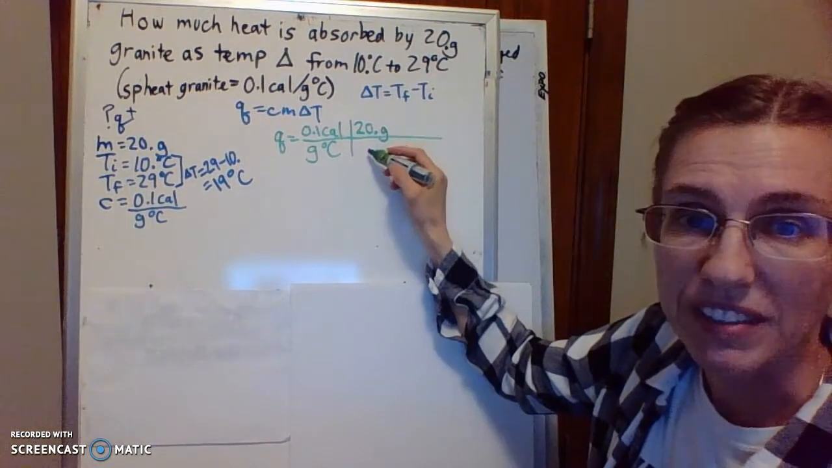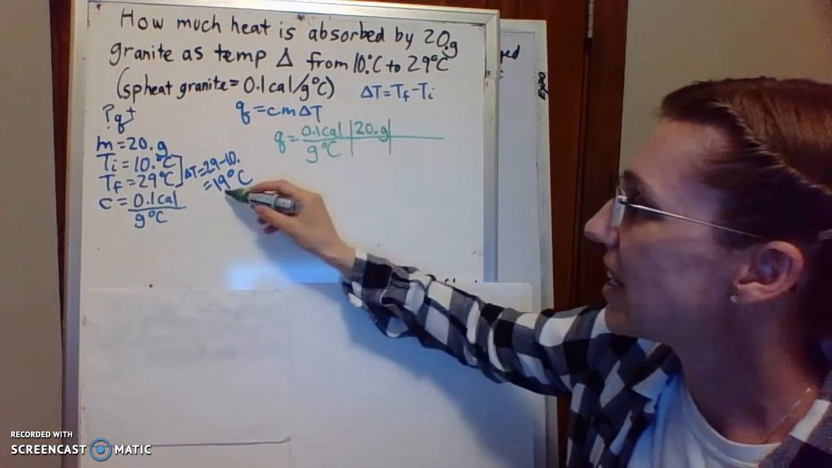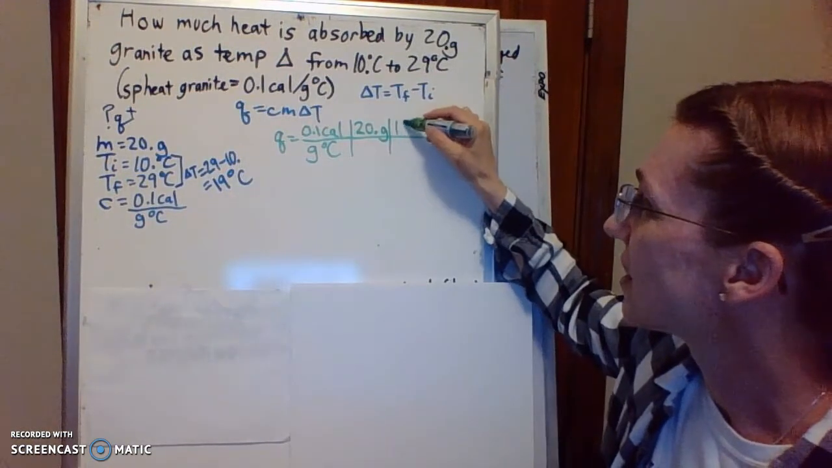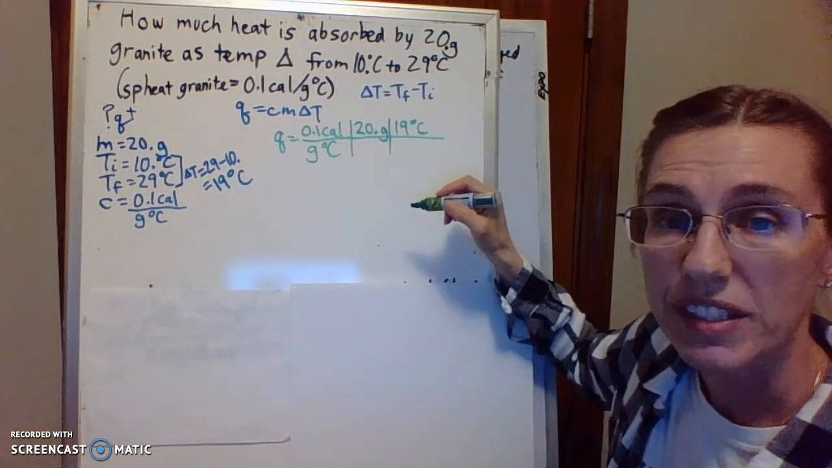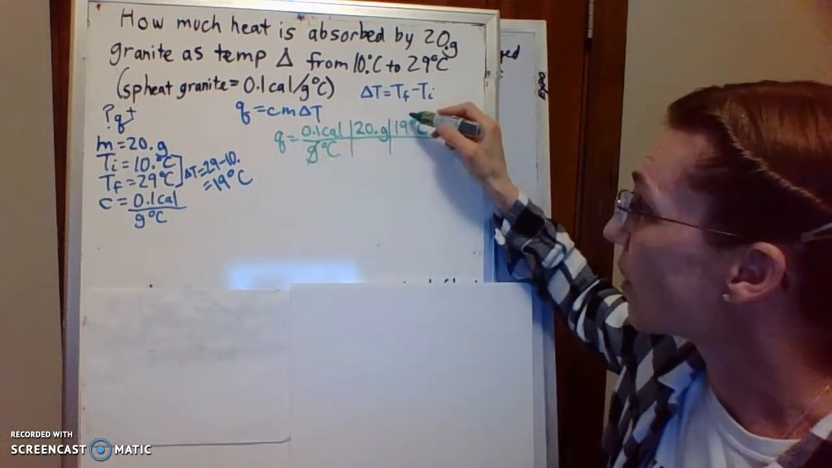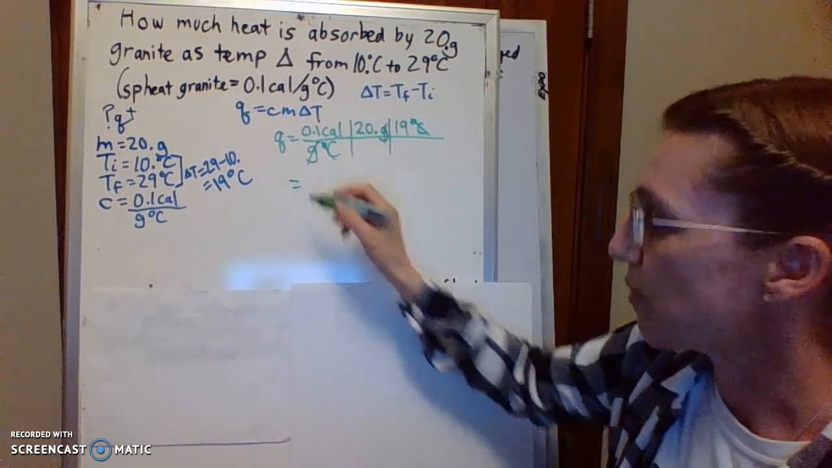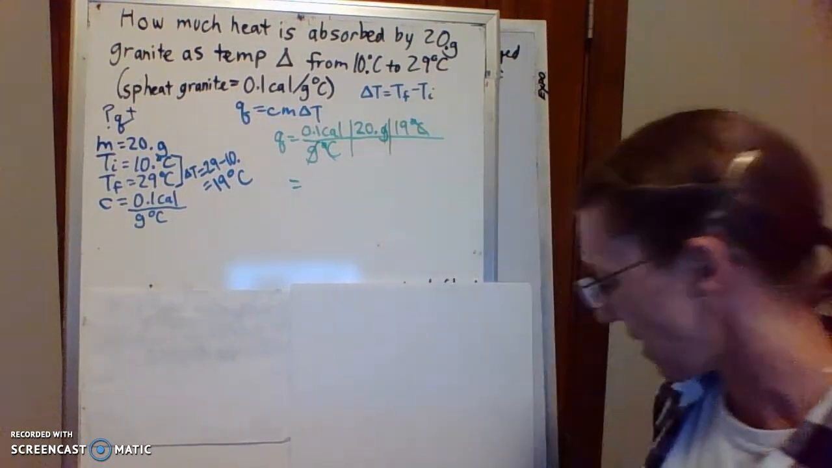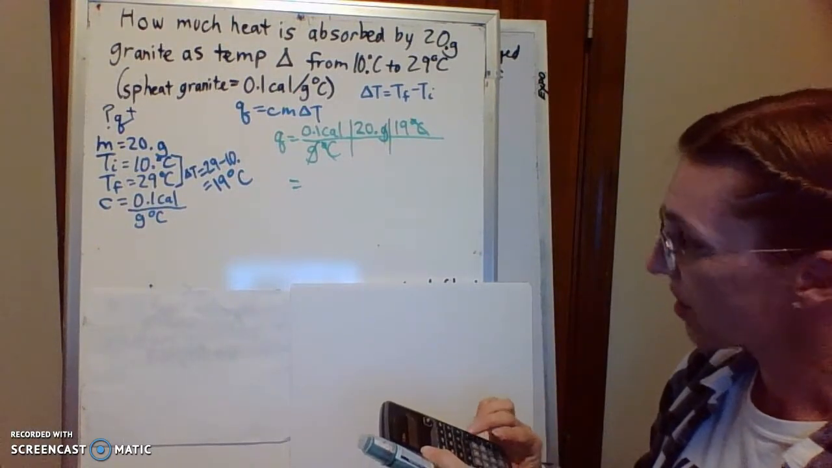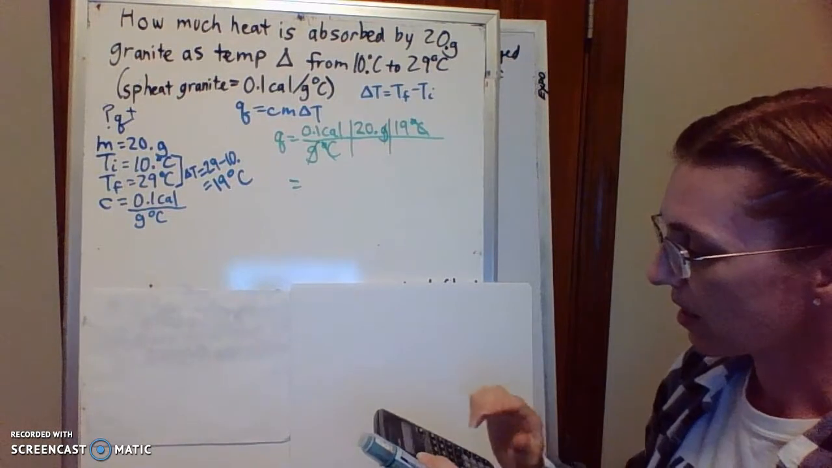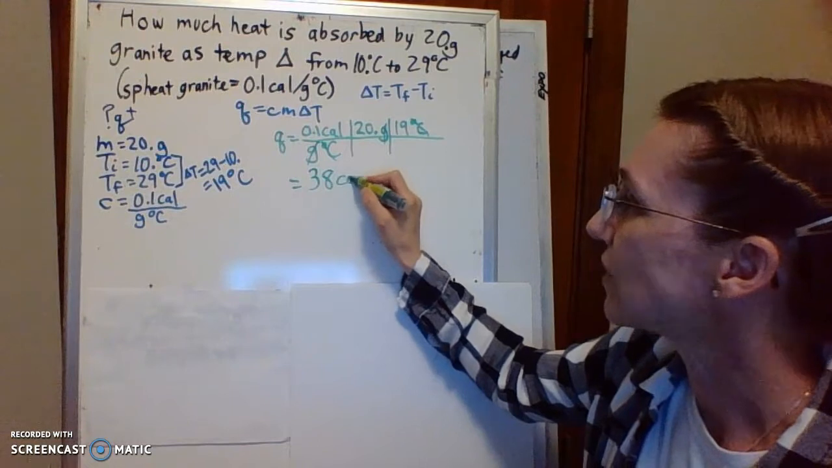Remember, any number is like it's over 1. So that goes in the numerator. And our delta T is 19 degrees Celsius. Check our units. Grams are going to cancel out with grams. Degrees Celsius are going to cancel out with degrees Celsius. And then we can go ahead and do this calculation. And we end up with 38 calories.